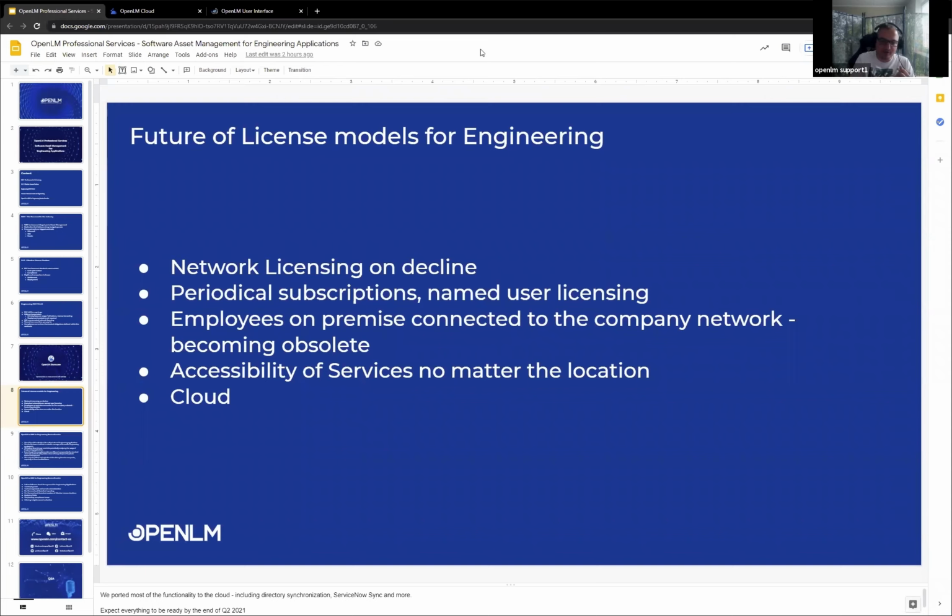They are moving away from the perpetual model, with paying the yearly maintenance, more to the subscription model, where you just pay an annual fee and then you are entitled to use the product. They are moving away from the concurrent licensing model, where you can launch only as many copies of the software as you own, towards the named user licensing model, where every single user in your organization needs to have one license, which on one hand may look simple to manage, but it usually ends up being more expensive.